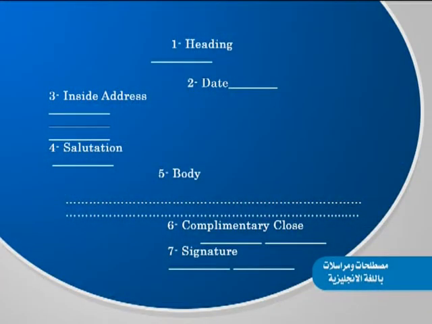Now, dear students, here we have all the 7 parts of the business letter as shown in this example. These are actually representing the order of the items inside the business letter. We start with the first one, which is the heading, and the inside address, the date. These are the initial parts of the business letter.